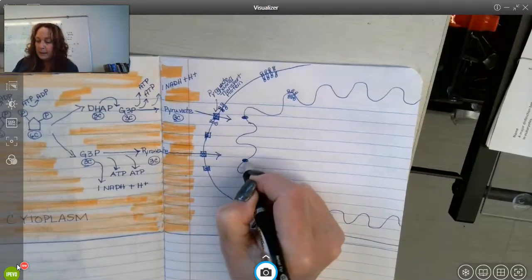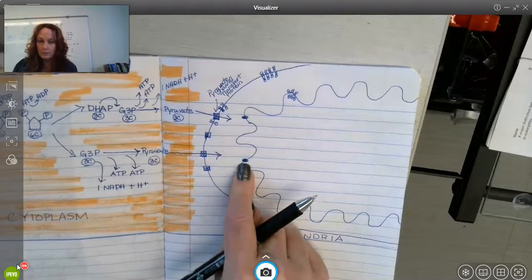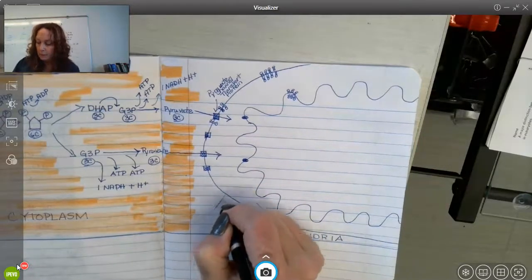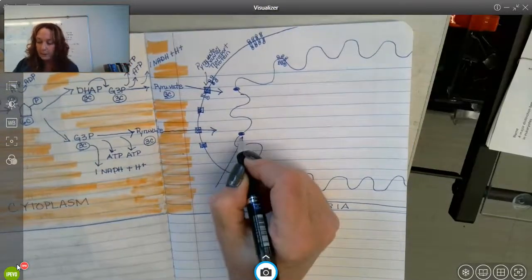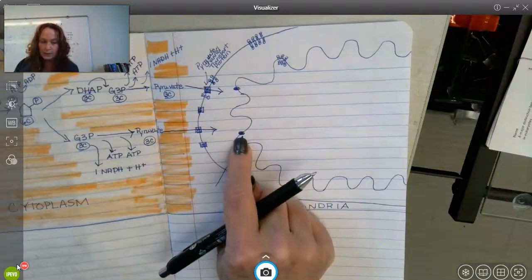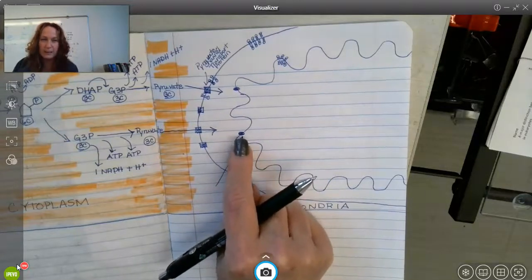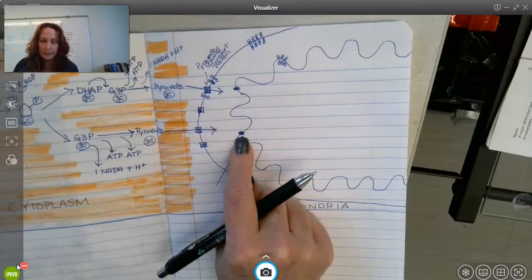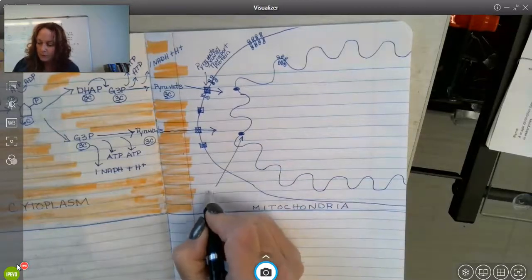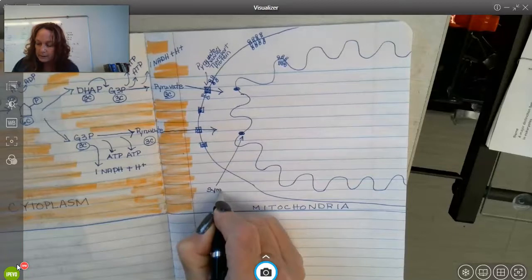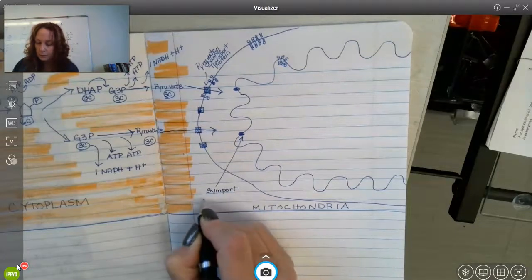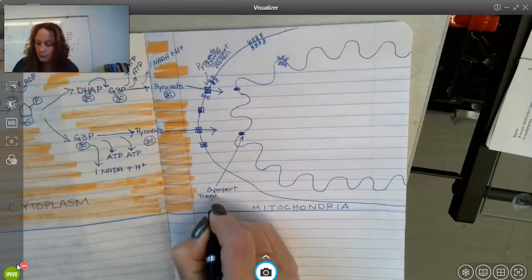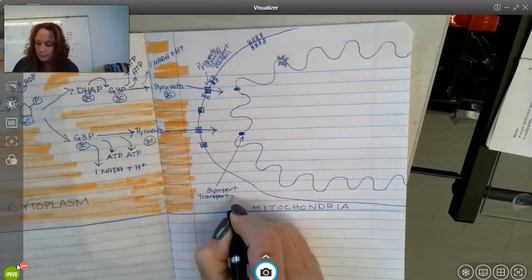And this is an interesting protein, this transport protein. So write what it is. This is your pyruvate transport protein again, but it's a symport type of protein. So this is a symport, which means together transport protein.